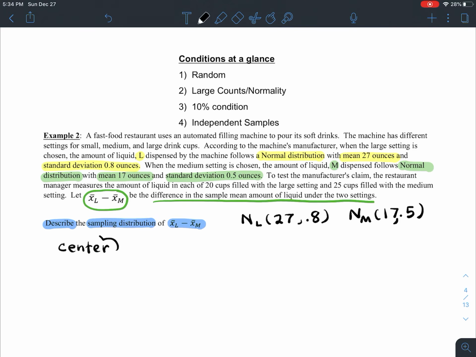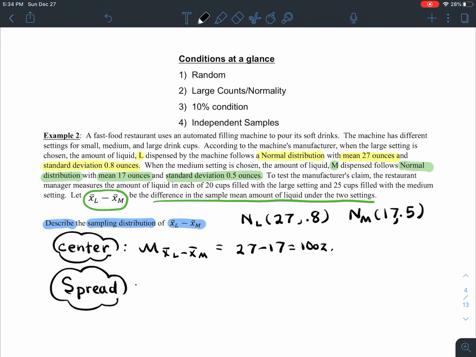Okay, and then we're going to work through the center. There is no condition for the center. This is just representing the center of the sampling distribution for the difference in large minus medium cups. 27 minus 17, that would be 10 ounces. As far as the spread goes, we would normally think we would be doing the 10% condition here.